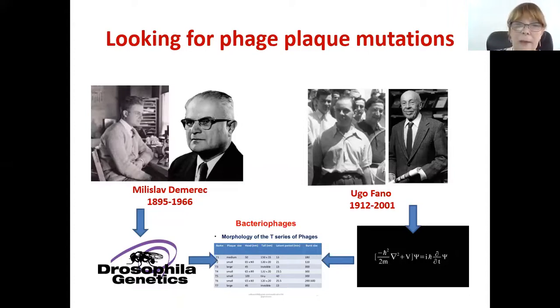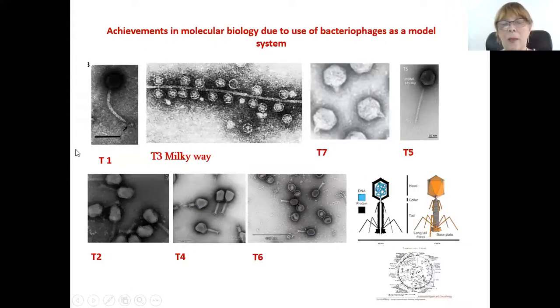bacteriophages. And for that reason, of course, they had to isolate bacteriophages that are known today as the T bacteriophages. T4 especially is the best known because not only its morphology is known, but also the whole complete genetic map was developed.